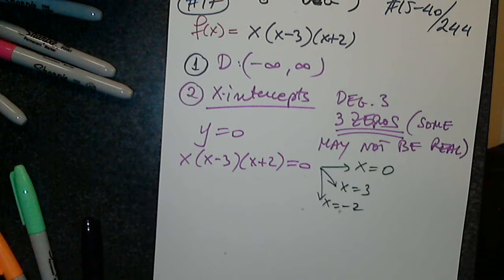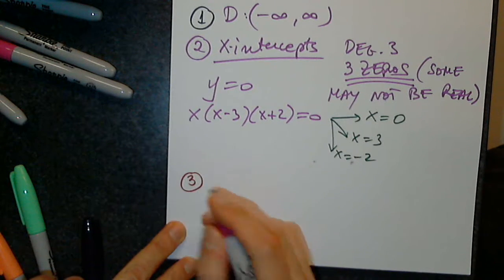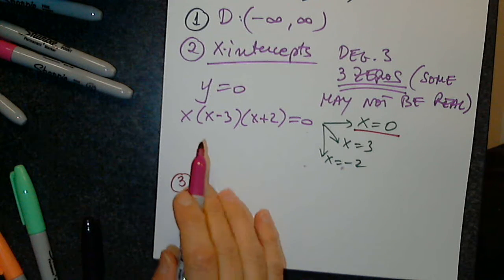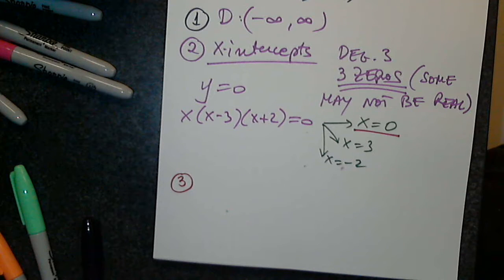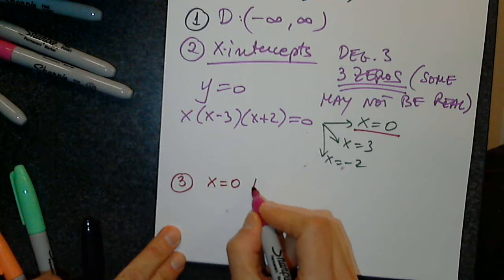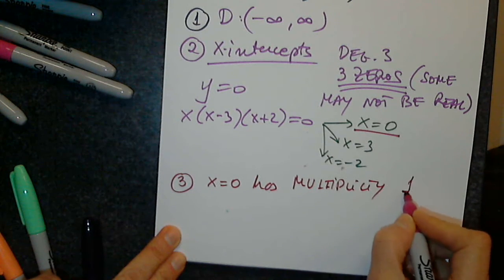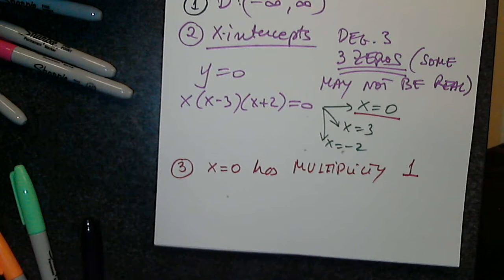Yes. Very good. Here's my next question. How many times, that's my step 3, does x equals 0 appear as a 0 or as a solution of the equation y equals 0? Once. I will say x equals 0 has multiplicity 1. The word multiplicity, one more time, means how many times this solution appears in the equation when I solve the equation y equals 0.